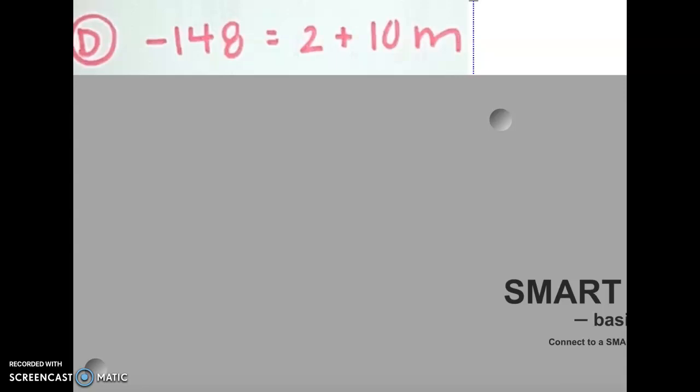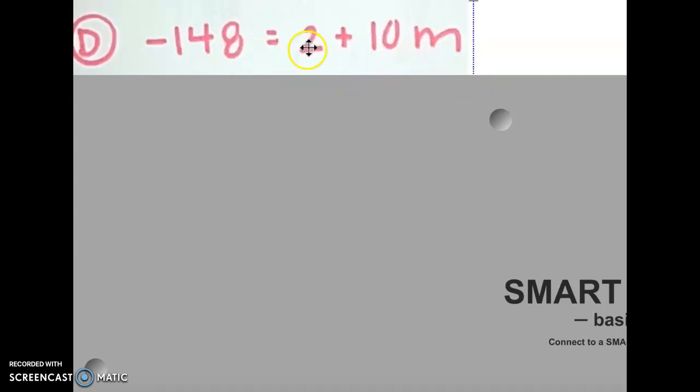All right, question D, negative 148 is equal to 2 plus 10m. So the first three were kind of just one-step equations. Now we're getting into two-step equations. But the goal is the same. We still want to isolate the variable, or get the letter on one side of the equal sign by itself. So if we look at this, negative 148 equals 2 plus 10m. We want to get m by itself.